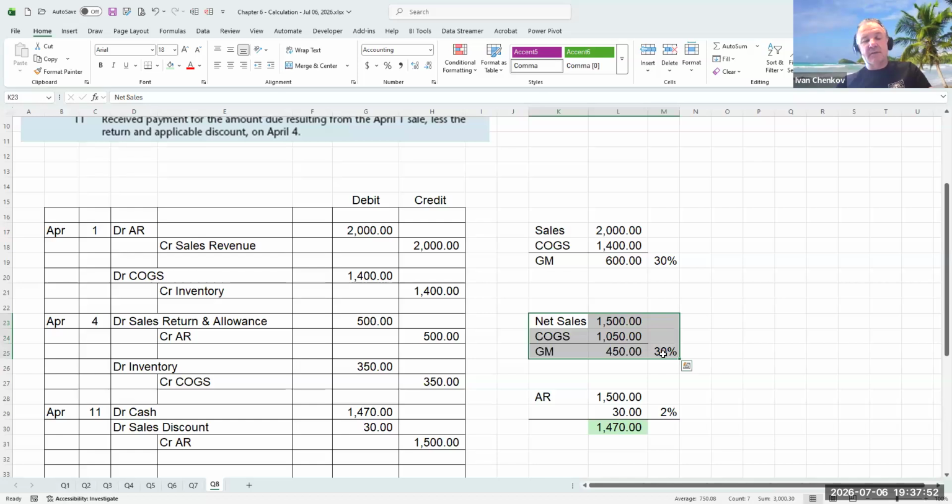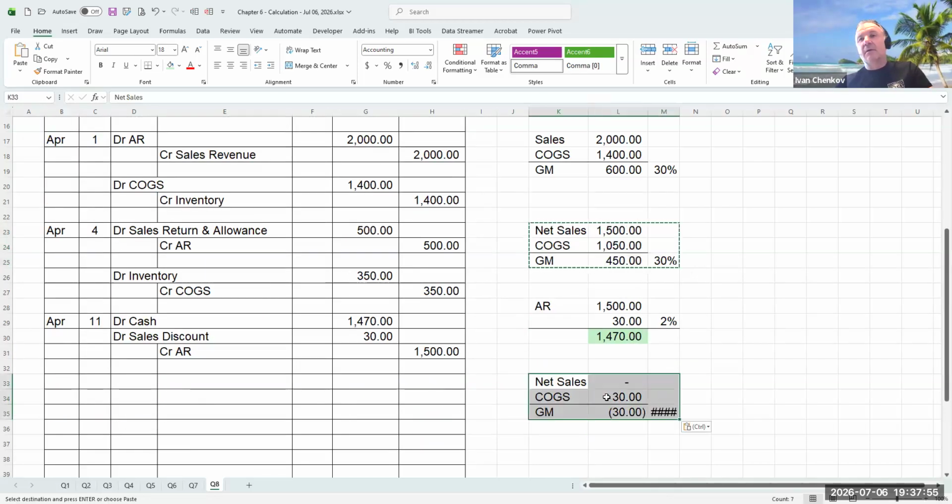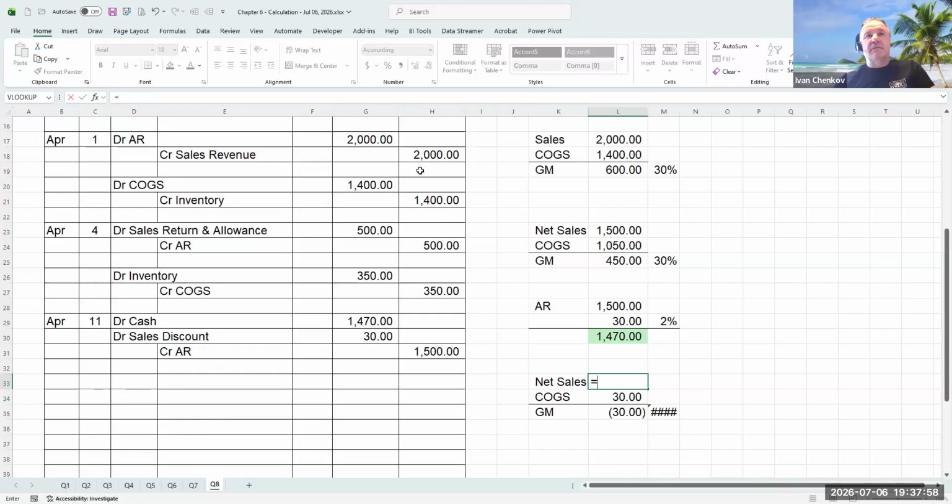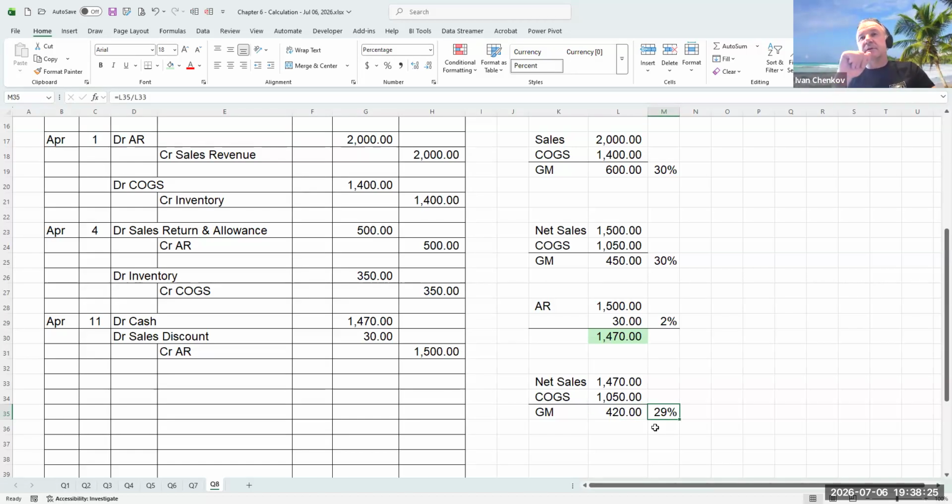So after the sales discount, let's see what's happened with our calculation. Now we're gonna have net sales of 2,000 minus 500 return allowances minus discount. So our sales are 1,470, which is exactly matching the cash that we receive from the client. Cost of goods sold is gonna be 1,400 minus 350, so it's gonna be still 1,050, but our gross margin, as you can see, is now reduced by 1%. Why? Because we gave it as a discount to the client.